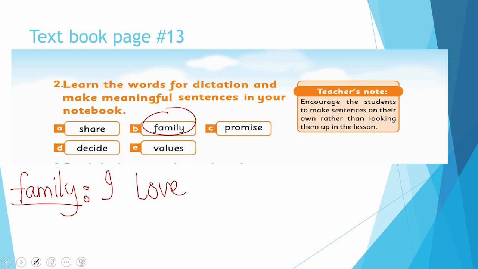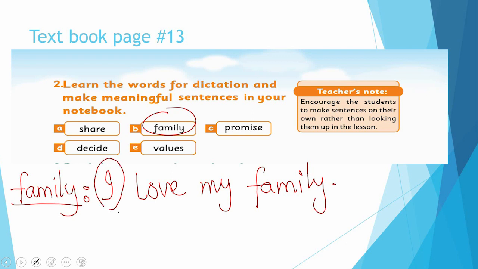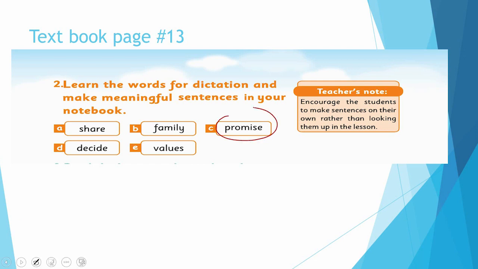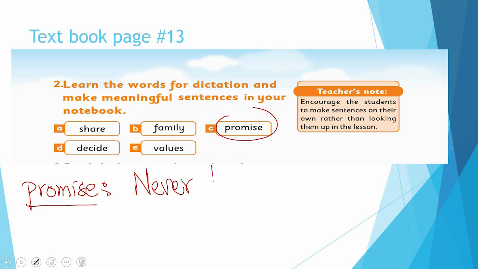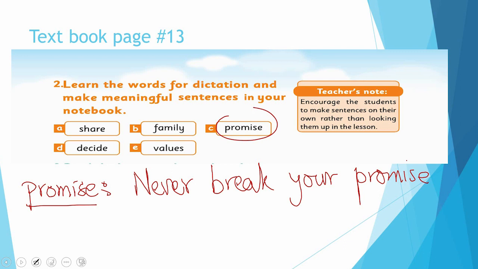I love my family. Again, start the sentence with the capital I and end the sentence with a full stop. Next word, promise. Never break your promise. Promise ka matlab vada. Kabhi apna vada na todiye. Start of the sentence capital letter, end of the sentence full stop.